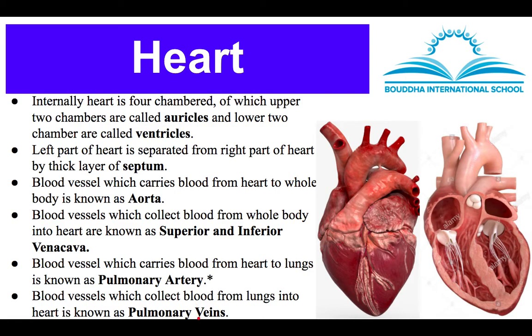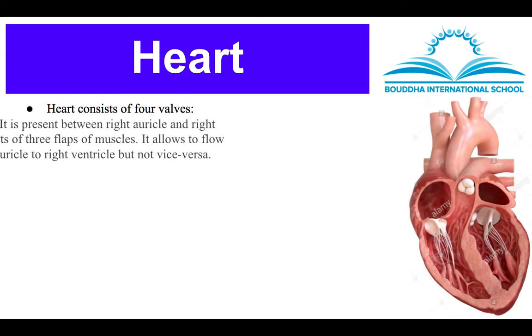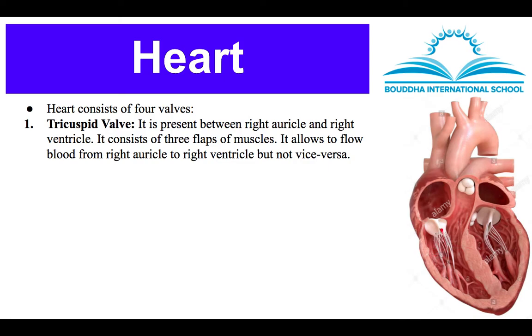Now let's go to the number of valves present in the heart. The heart has four valves, which you can see here as white structures. This is one, second, third, and fourth. So there are a total of four valves present in the heart. The first valve that we'll talk about is the tricuspid valve.